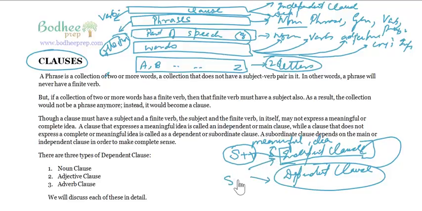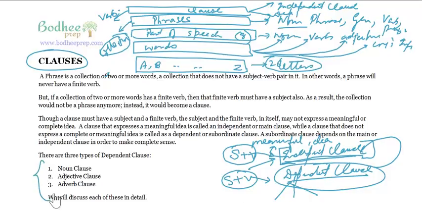The subject and the verb are always there in the independent clause. Also in the dependent clause, you have a subject and verb. But this one is completely meaningful. This one is not meaningful. It depends on something. We will see examples of that. The phrases don't have a finite verb. The parts of speech, we know that, right? And the dependent clause is further categorized. We will see the categories here.